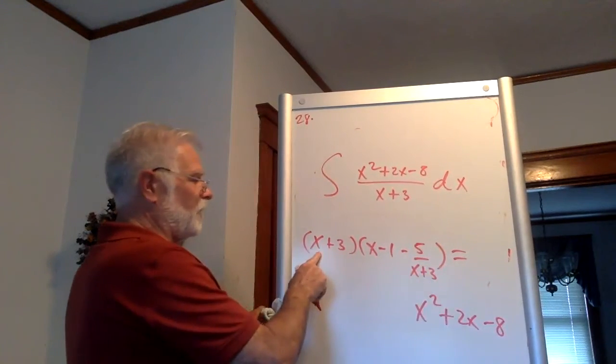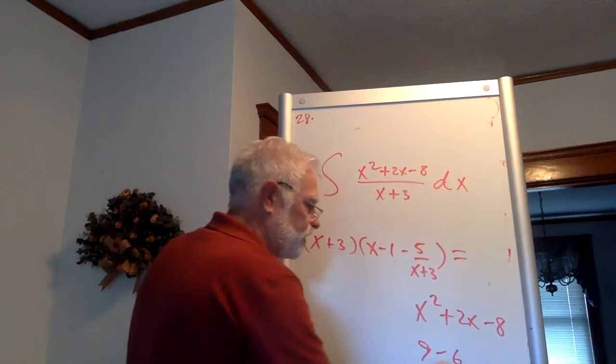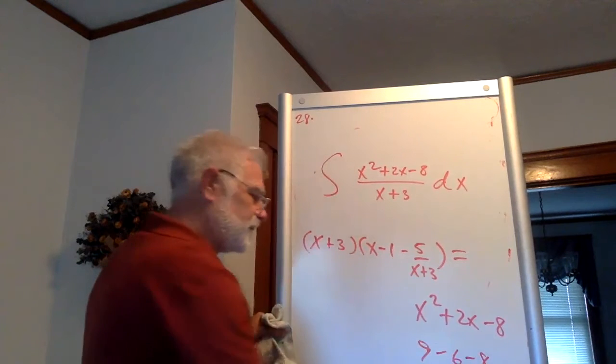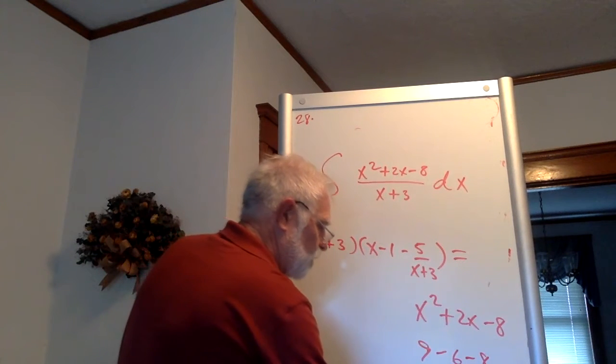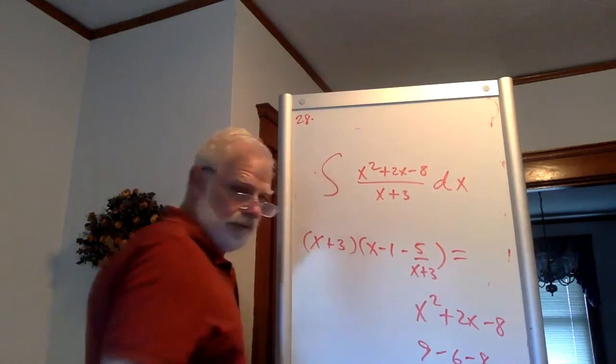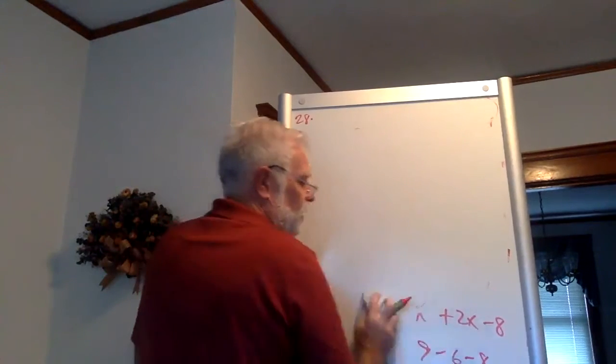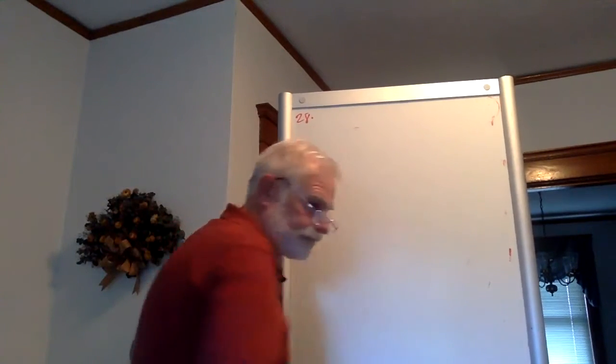What's the critical number? Negative 3. Negative 3 squared is 9. 2 times negative 3 is negative 6. Minus 8 is 9 minus 14. What is 9 minus 14? Negative 5. It checks. So I'm just giving you a heads up as to where you use that skill.